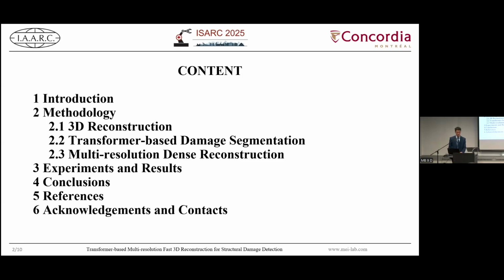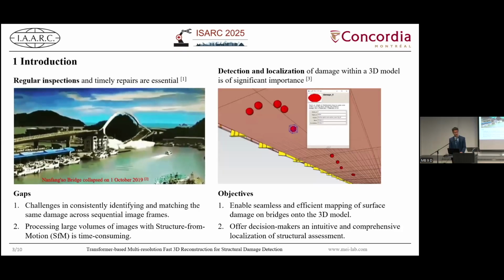Here's the content I'm going to be covering in this presentation. First is the introduction, and then we'll go through the methodology, 3 phases of methodologies, and then experiments and results, conclusions, references, acknowledgements, and contacts. To begin with, let's take a look at why this research is important.